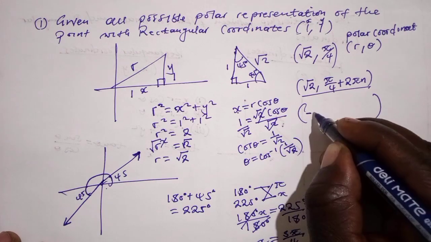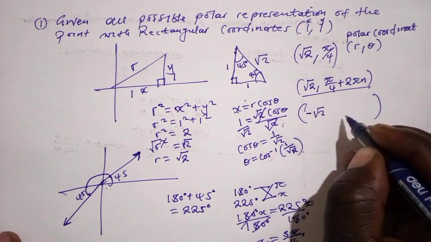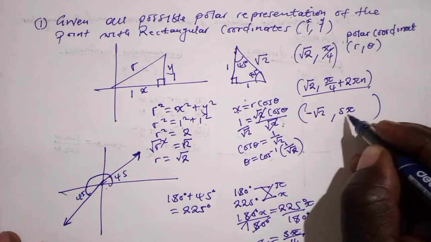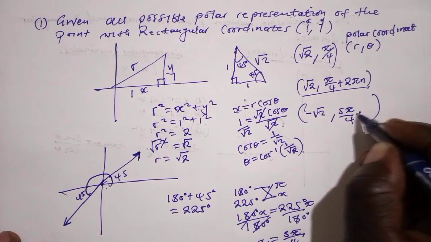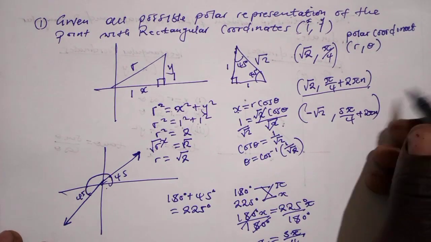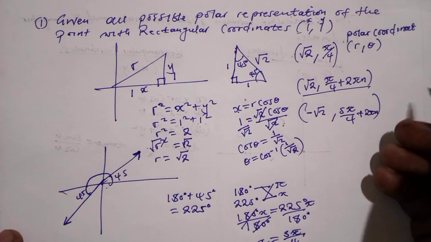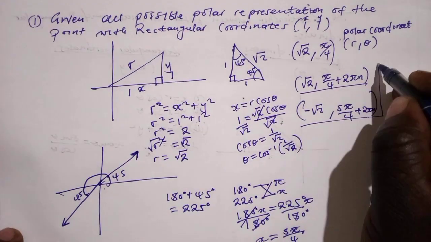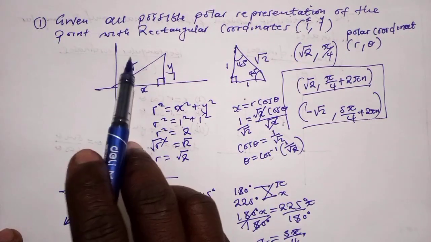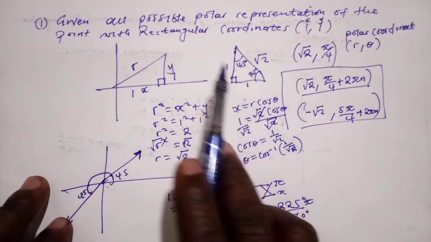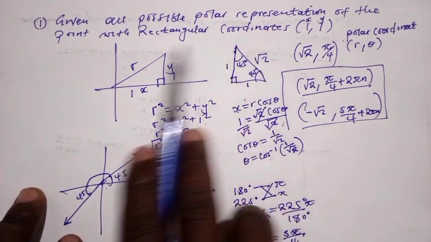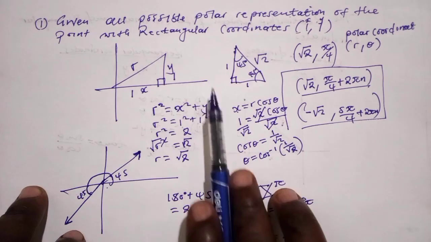So here we are going to have minus root 2 comma 5 pi over 4 plus 2 pi n. N represents the values for all integers. So this is our answer for this question here. We have found all possible values which represent the rectangular coordinates.